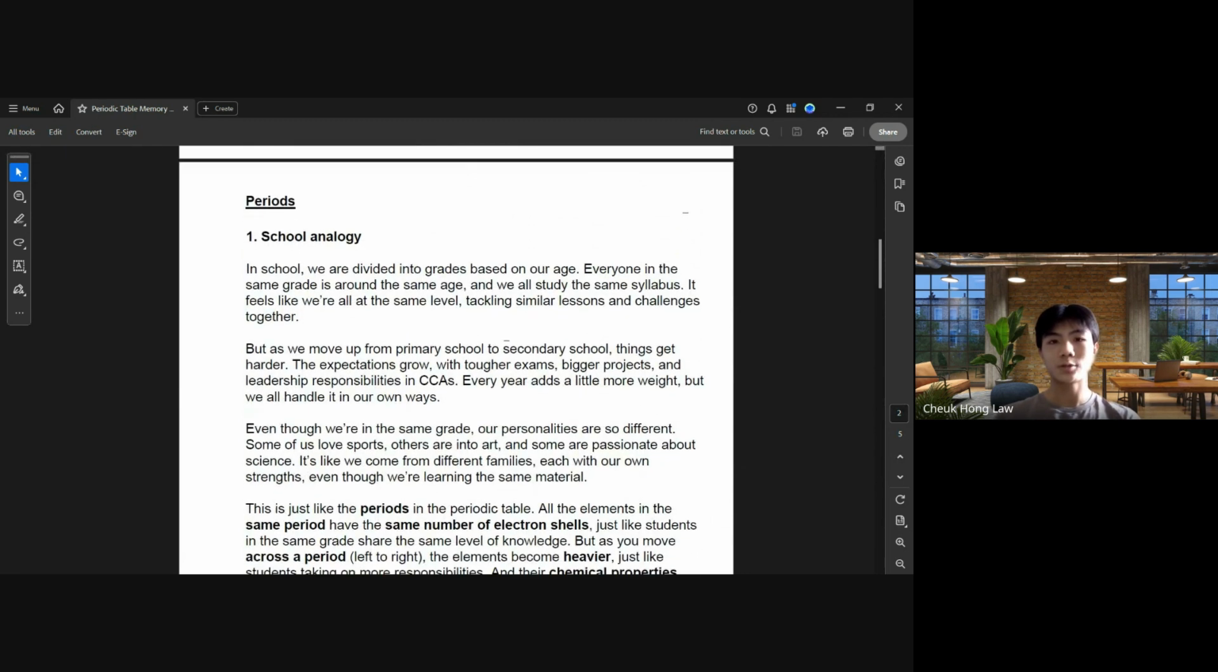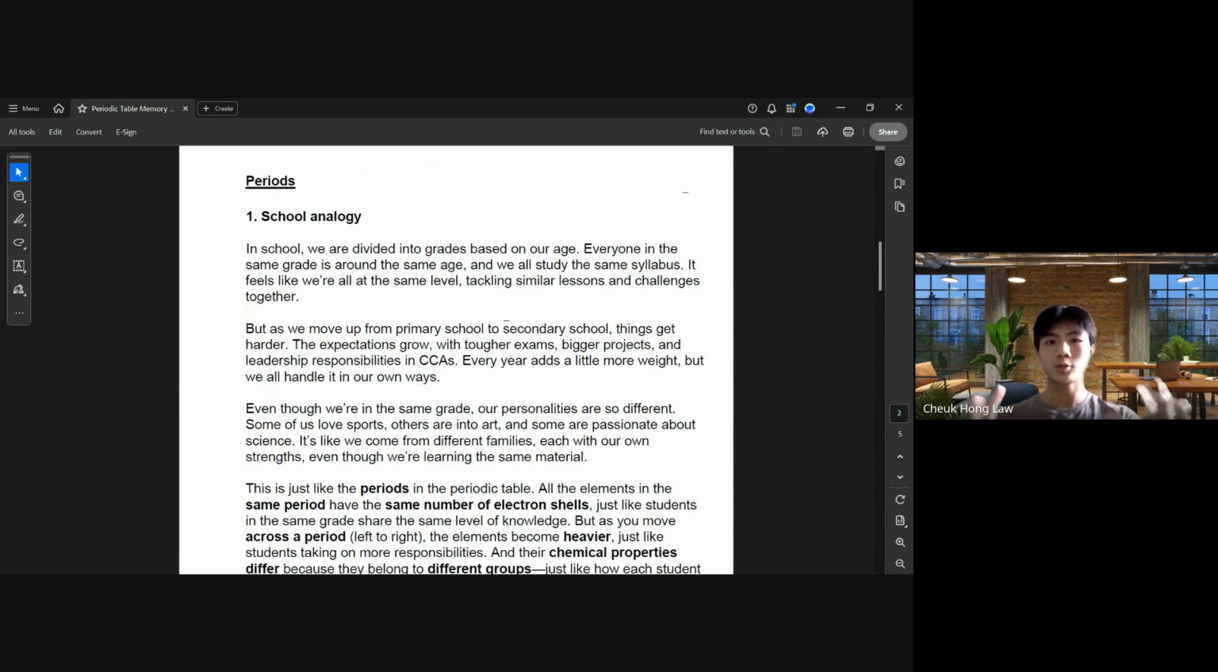I like to use this school analogy. You know how in school, we are divided into grades based on our age. Everyone in the same grade is around the same age, and we all study the same syllabus, right? For example, you are probably Sec 3 or Sec 4 right now, and you will study the same syllabus as everyone else in your class. Okay. It feels like we're all at the same level, right? We are taking similar lessons and challenges together.